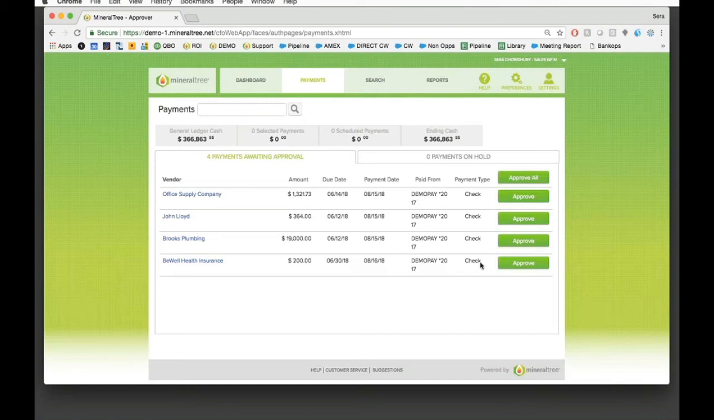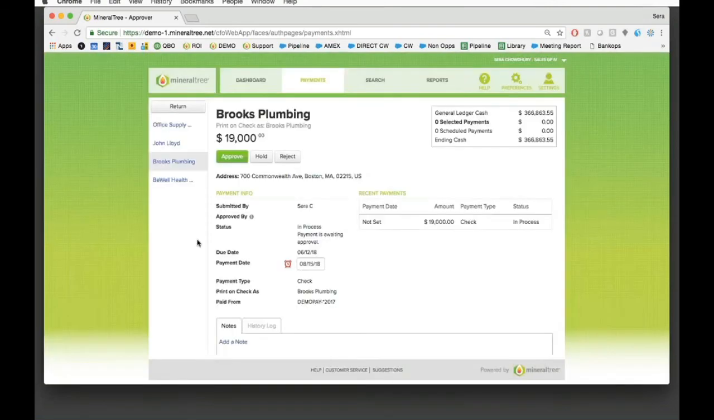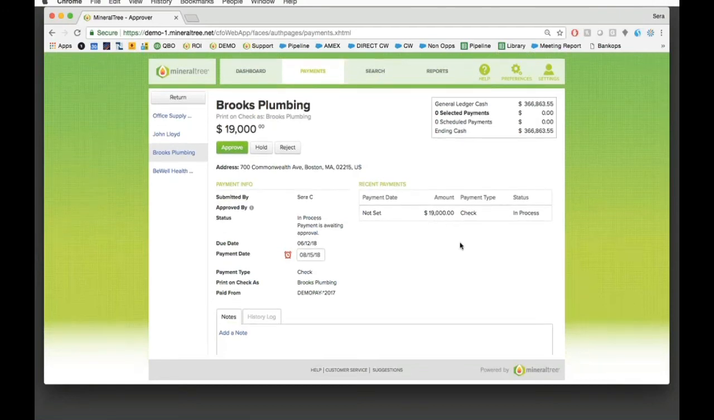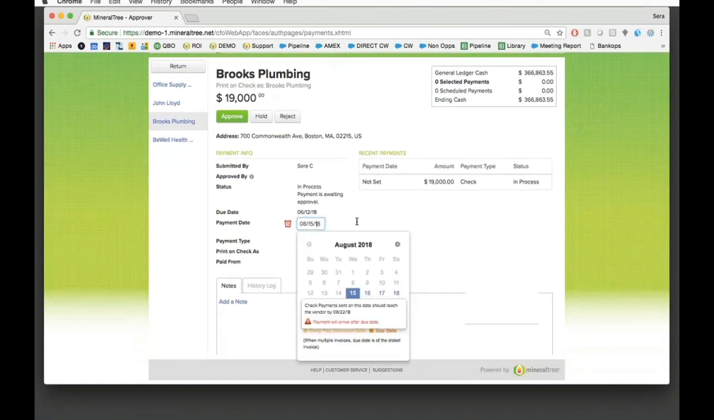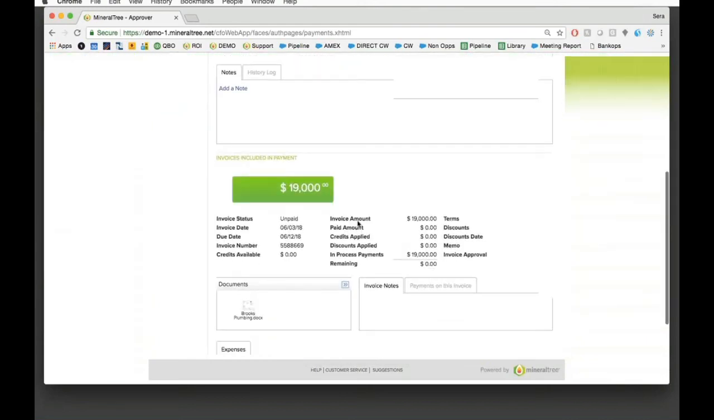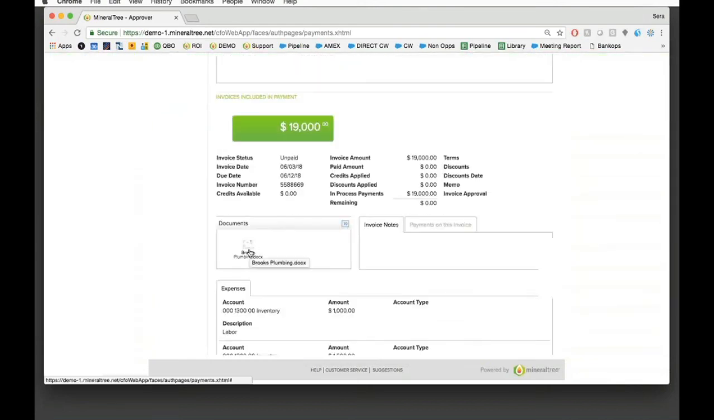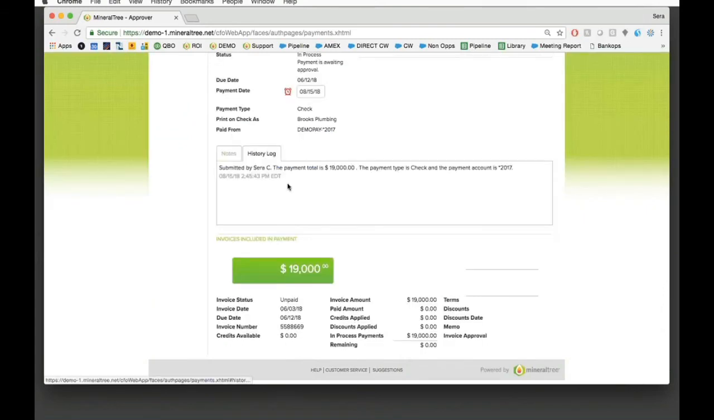But if I need to get into some of that detail, all I will do is click on the vendor name, and I can see recent payments that were made to that vendor. So I can see I sent them a $19,000 check on whatever date, or actually this one, but you can see who submitted this one. You can change the date if you want to. If you want to see that actual document, say goodbye to file cabinets, because you can see it right here. You can see how it's coded, and you can also see the history of this bill.